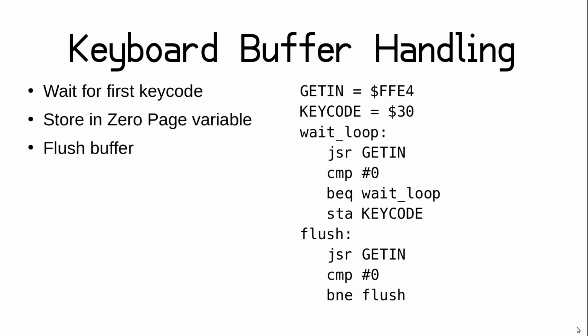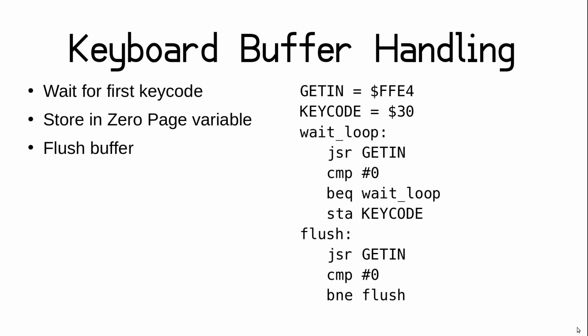The keyboard buffer is filled during interrupts, so new codes could show up in the middle of one of our loops if the user is a fast and/or sloppy typist. To do this, we first define the addresses for GETIN and the zero-page variable we want to use, which we are calling keycode. Then we start our wait loop to keep checking the keyboard buffer until a non-zero code shows up. Once our call to GETIN finally puts a non-zero value into A, we store it to keycode.